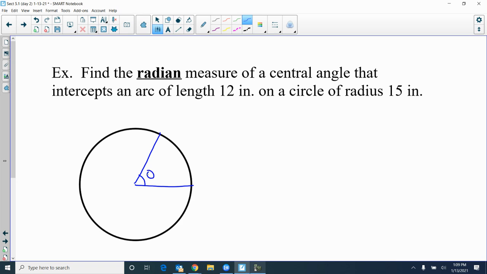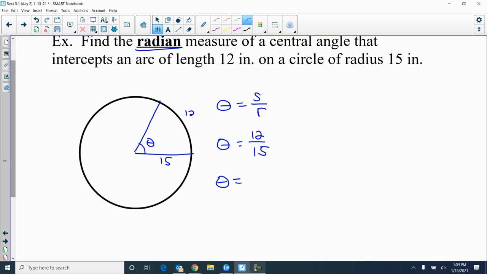This is my angle. My arc length is 12. My radius is 15. It wants the radian measure, so theta equals S over R. Theta equals S, which is 12 over 15. And yeah, you can just divide that, you'll get a decimal, that's perfectly fine. 12 divided by 15 is 0.8. So it's 0.8 radians.